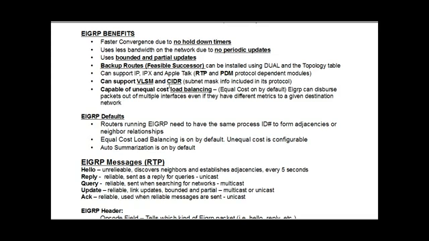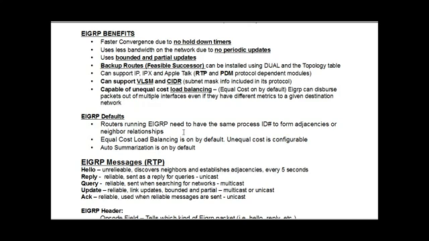It can support IP, IPX, and AppleTalk using RTP and PDMs, protocol-dependent modules, which can be installed. It supports variable length subnet masks and classless interdomain routing. Once again, subnet masks are included in the protocol, so you can configure classless subnet masks. It's also capable of unequal cost load balancing if you have multiple paths to a destination network and they're of unequal cost, meaning different speeds on those links to get there. You can configure EIGRP to send packets out of multiple interfaces, even if those interfaces have different metrics. EIGRP defaults.